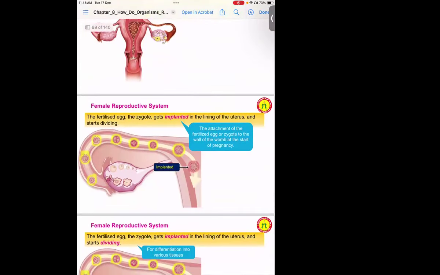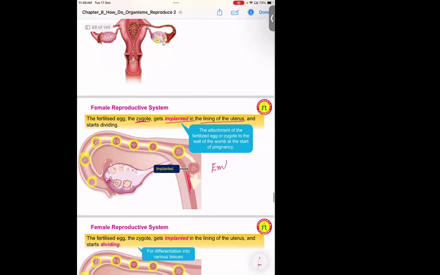Then once the fertilization is over, the zygote will be formed, and this zygote will get implanted in the lining of the uterus. Implanted is nothing but on the wall of the uterus, they will start making space for themselves. So this zygote will come here in the uterus, and they start forming the space. They start getting their own space. And then they start dividing. And once they start dividing, they form the embryo. And slowly this embryo will divide and they form the fetus.